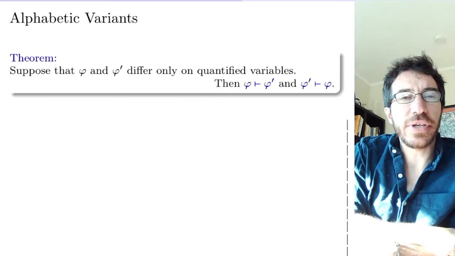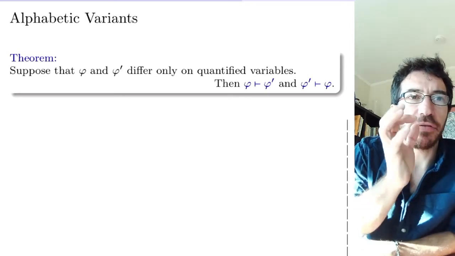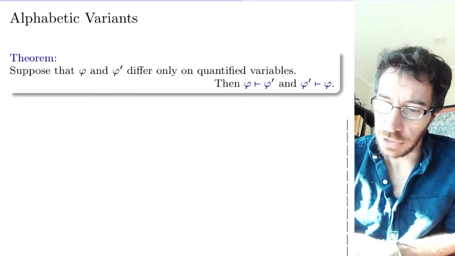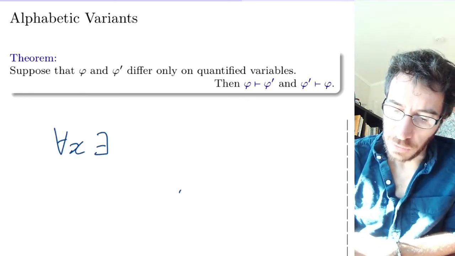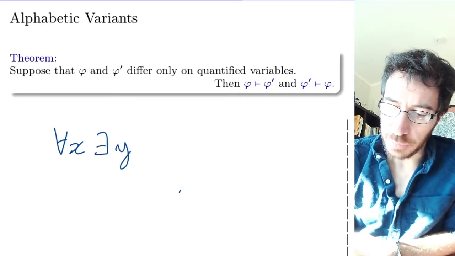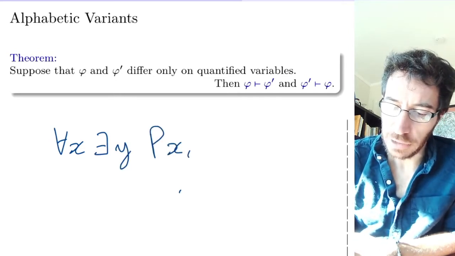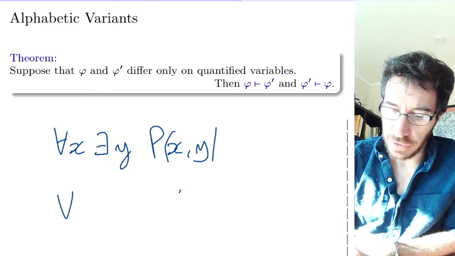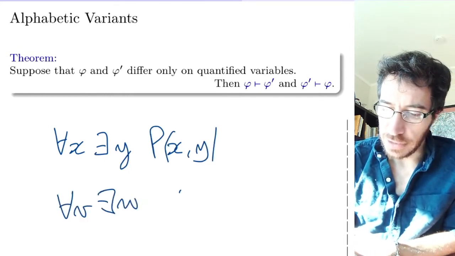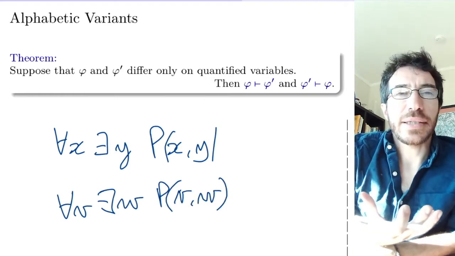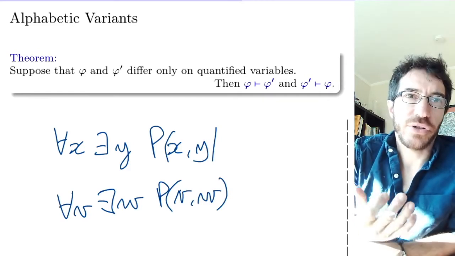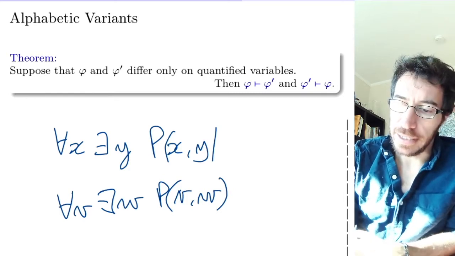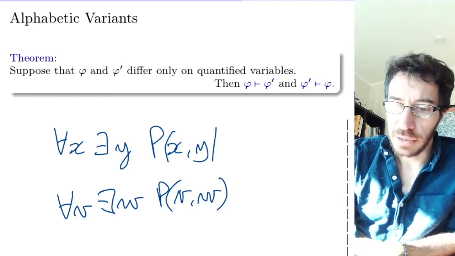It says that suppose phi and phi prime differ only in the quantifier variables. For instance, suppose one is of the form for every x there exists a y such that some relation happens of x and y, and the other one says for every v there exists a w such that the relation holds of v and w. They are the same sentence, they mean the same thing. So the difference between them is purely syntactical. They should be completely equivalent, and they should imply each other. That's what the theorem says.